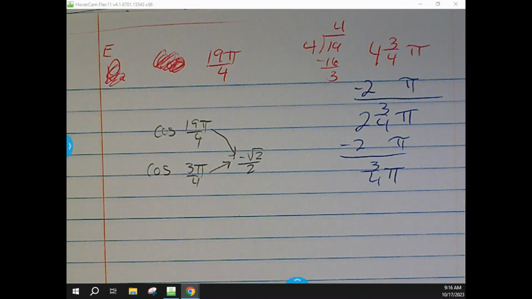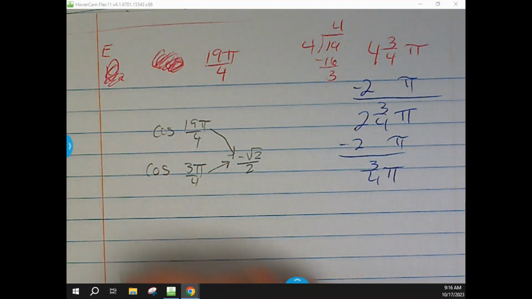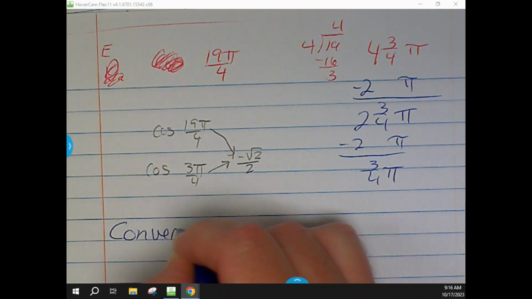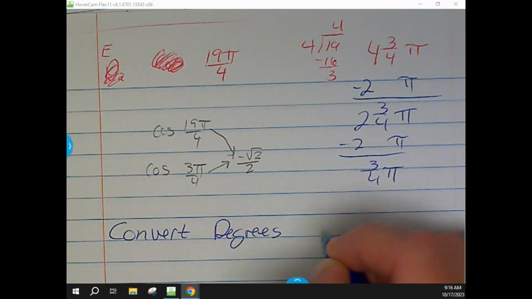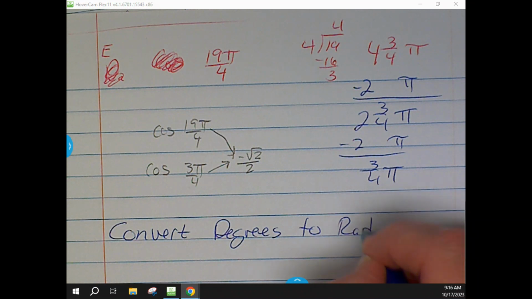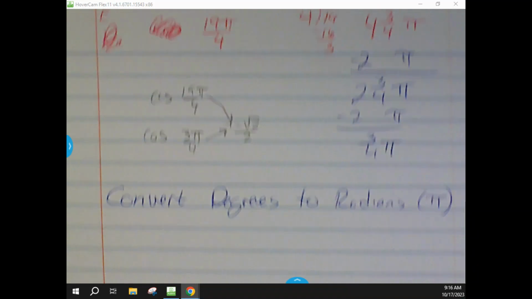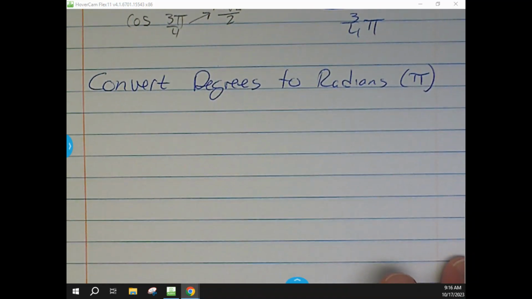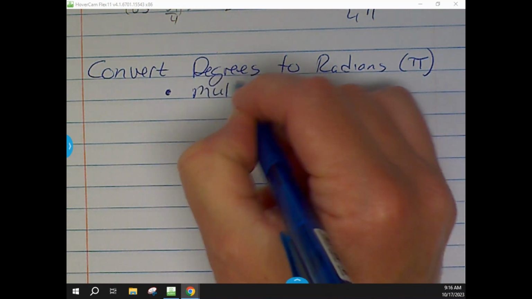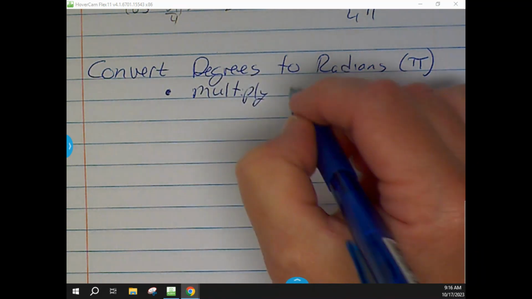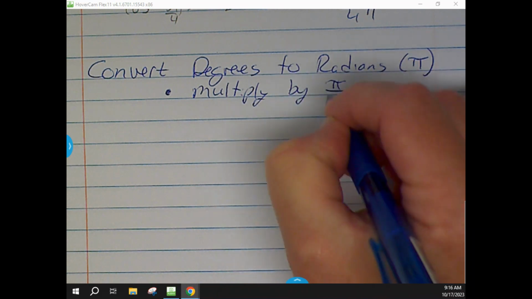All right, the last big thing for the day is they're going to give you some problems, or I'm going to give you some problems, where you're going to have to convert something from degrees to radians. But it's not going to be on the unit circle. And we're going to do the hard one first. We'll do the easy one second. So they're going to ask you to convert degrees to radians. So we're going to do one big thing. We're going to multiply by pi over 180.